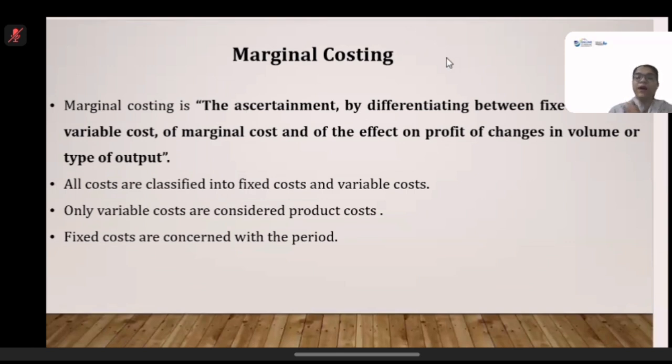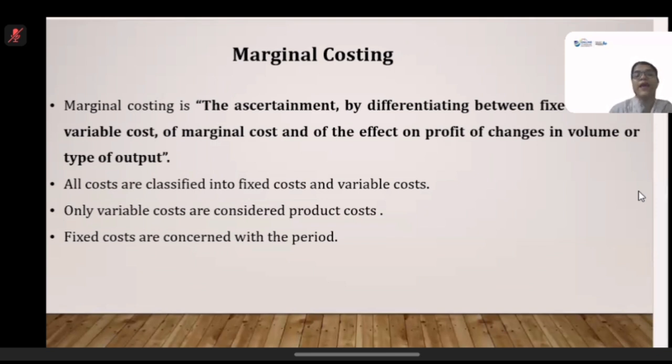Firstly, we'll talk about marginal costing. Now, what is this marginal costing, students? Marginal costing is an accounting technique that is used for decision making. It involves analyzing only the variable cost, students, which is incurred in the production process, when you are treating fixed cost as your period cost.